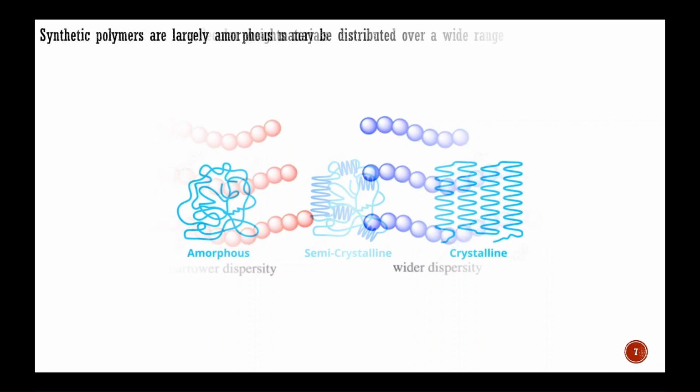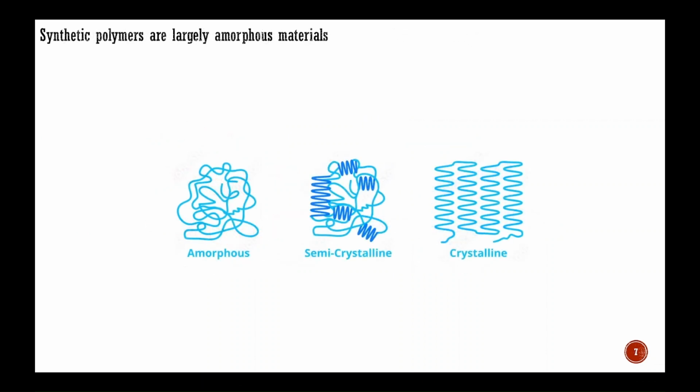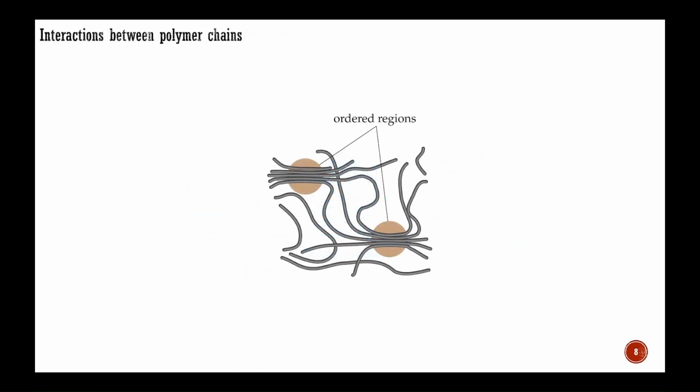In part, because of this distribution in molecular weights, synthetic polymers are largely amorphous materials. Rather than exhibiting a well-defined crystalline phase with a sharp melting point, they soften over a range of temperatures. However, they may possess short-range order in some regions of the solid, with chains lined up in regular arrays, as highlighted in this figure. The extent of such ordering is indicated by the degree of crystallinity of the polymer.